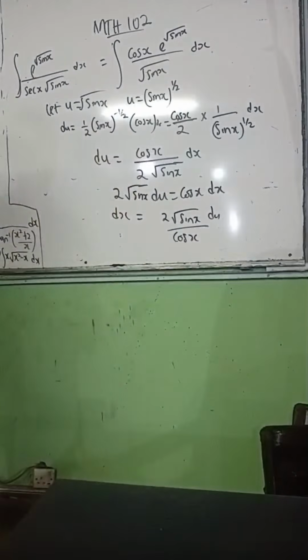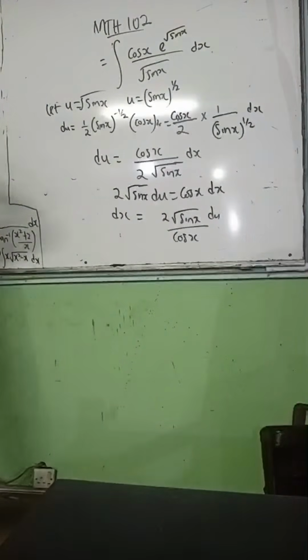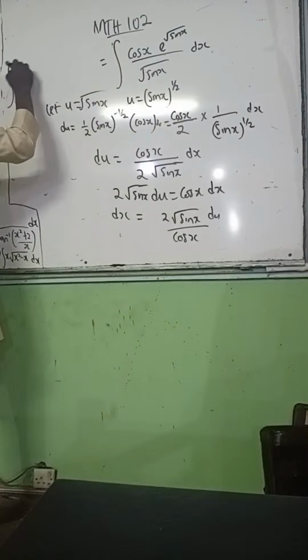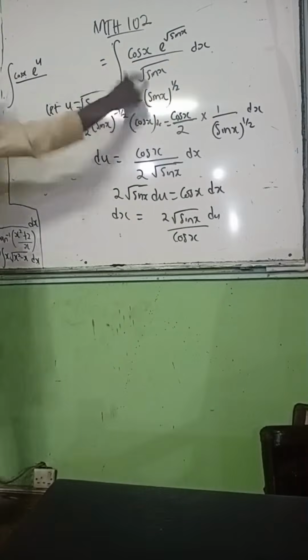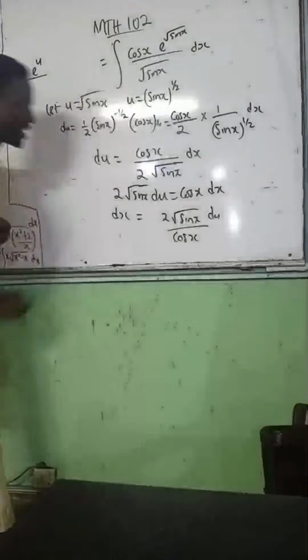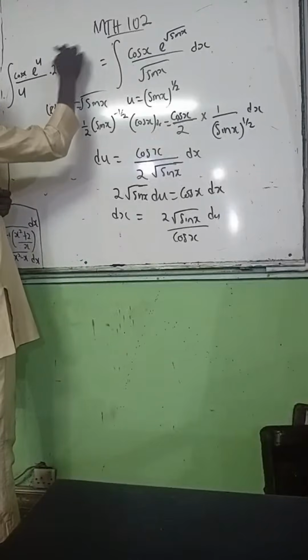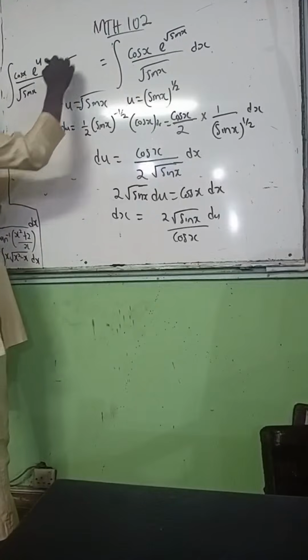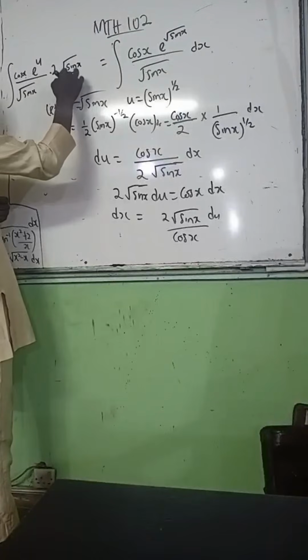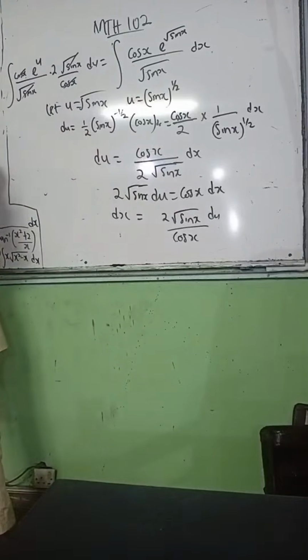Let me clean this part. So the question now becomes the integral of what? Cos x e raised to u over what? Root sin x is u. What's dx? dx is 2 root sin x over cos x du. Cancel. Did it not cancel?